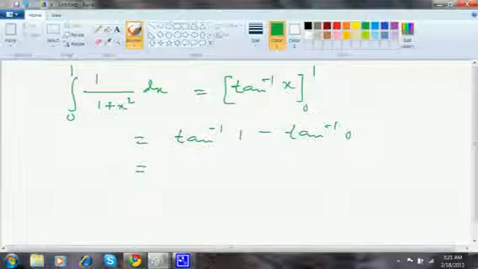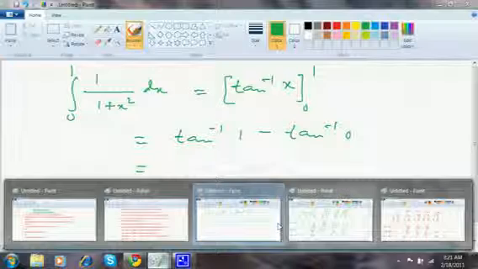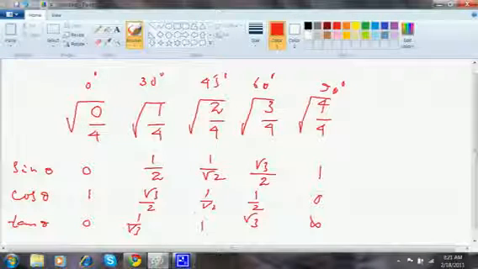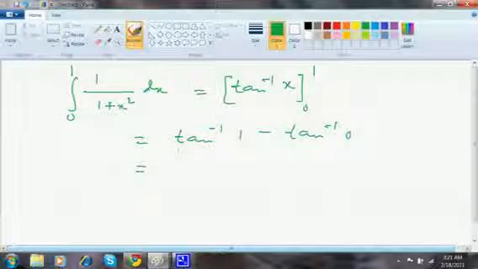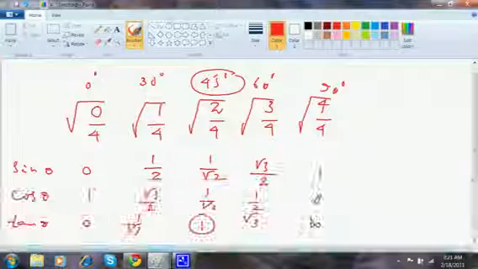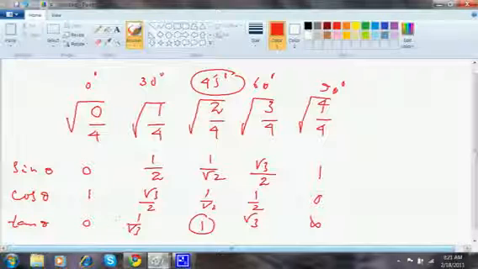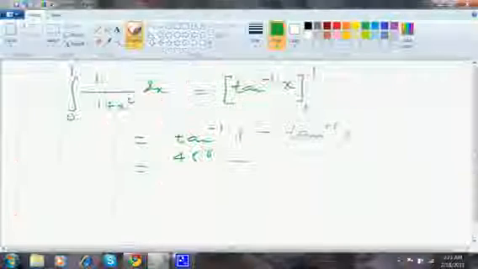And the question I was doing is, tan inverse 1 is how much? Basically meaning tan's which value is 1. This is 45 degrees, minus tan inverse 0, meaning tan's which value is 0. Sorry, tan 0. So this is 0.